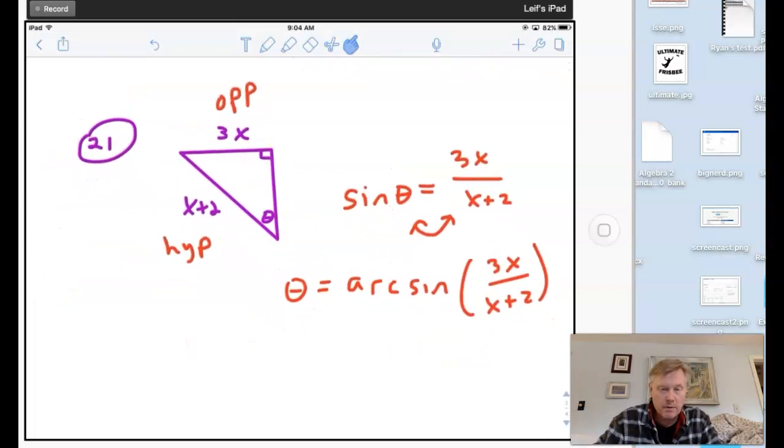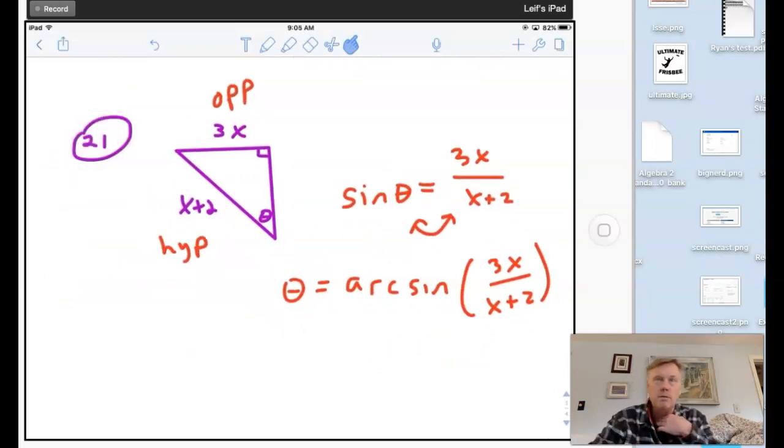Just like if I asked you to write y as a function of x, you'd have y equals 2x plus 4, or whatever it is. If I asked you to write x as a function of y, you'd solve for x and write the rest of it with the y. All right, so anyway, that's the answer.